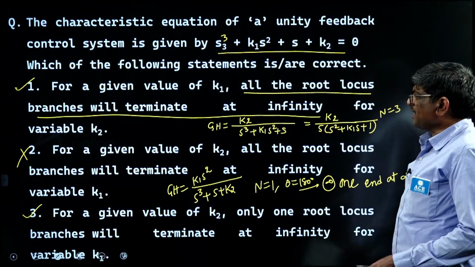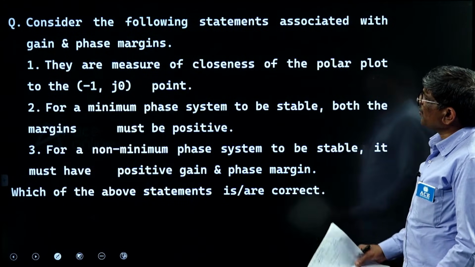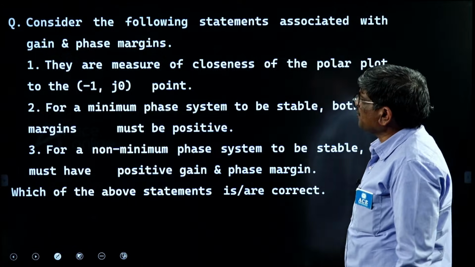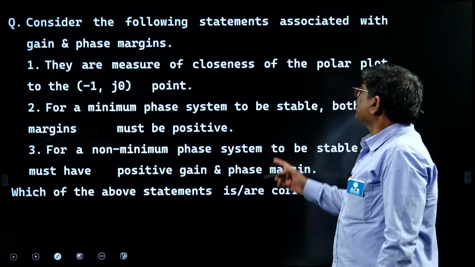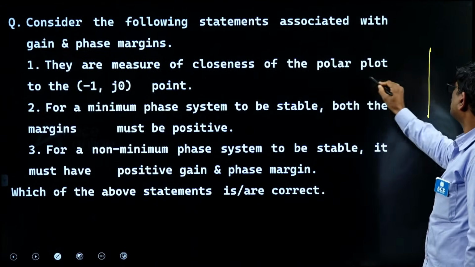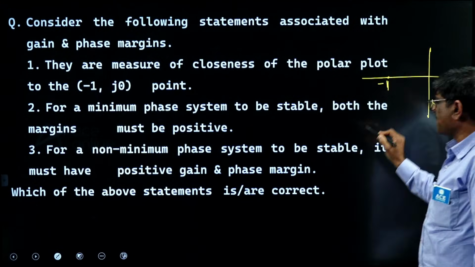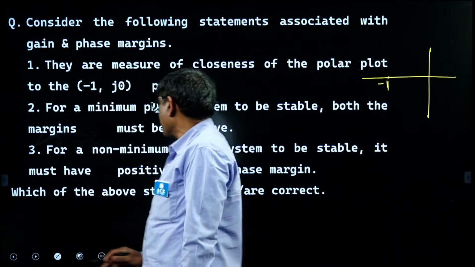Yes or no? 1 and 3 correct. Now you tell this. Which of the following statements are associated with gain and phase margin? The polar plot shows how close to the -1. I told you the relative stability concept, either remembered or not.